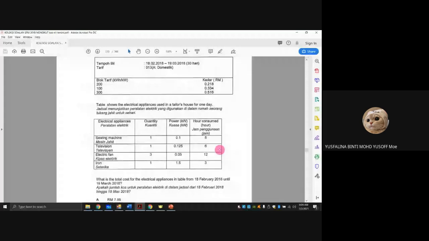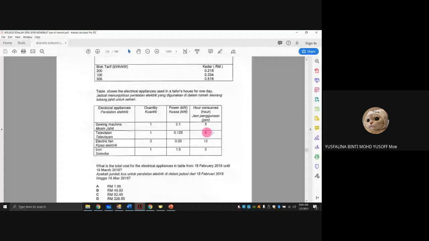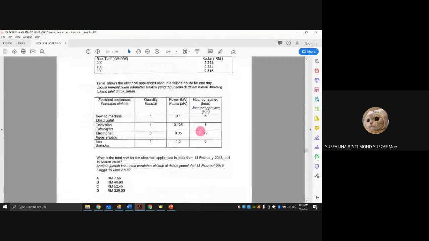For the tailor, you have to find one by one first how much energy is used. But this one you are lucky because you already changed to kilowatt, and the time is already in hours, so it's okay. Just multiply one by one, right? And then you have to sum all the energy used, then times by 30. So try to calculate first.